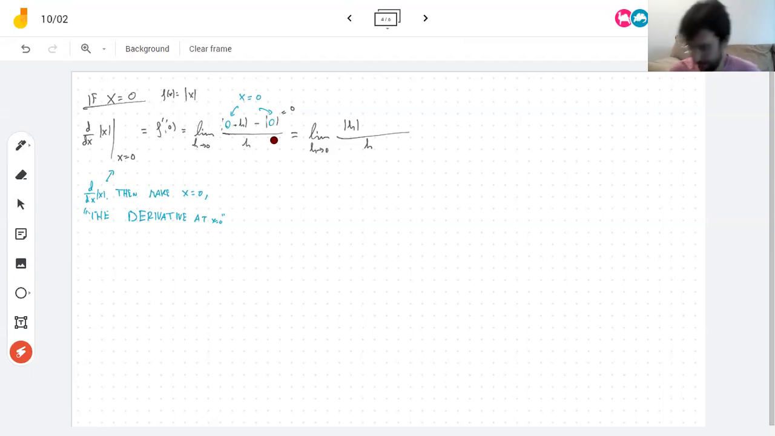Plug in zero for h. Well, that's a good thing to try, but if we plug in zero for h, we get zero divided by zero, which doesn't mean the limit does not exist. It means you don't know, because it could be zero divided by zero and exist, like a bunch of derivatives.